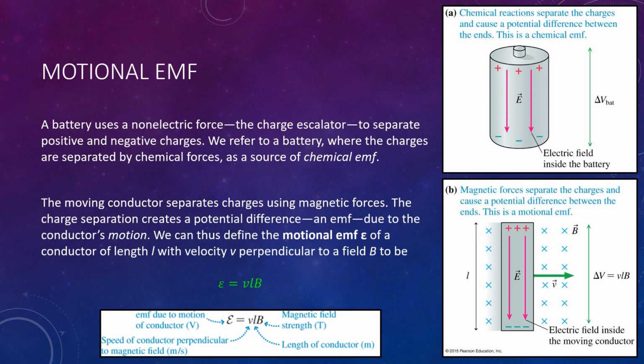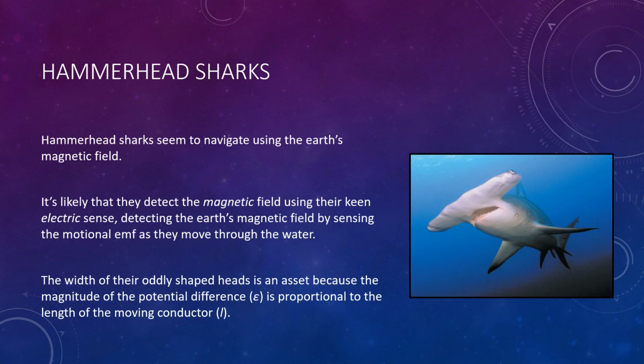So before we get into our quick checks and an example, I figured I'd throw in one pretty neat application of this. It is believed that hammerhead sharks are able to navigate using the Earth's magnetic field. It's likely that they can detect the magnetic field using their electric sense, detecting that field by sensing the motional EMF as they move through the water. So they have an interesting shape to their heads.